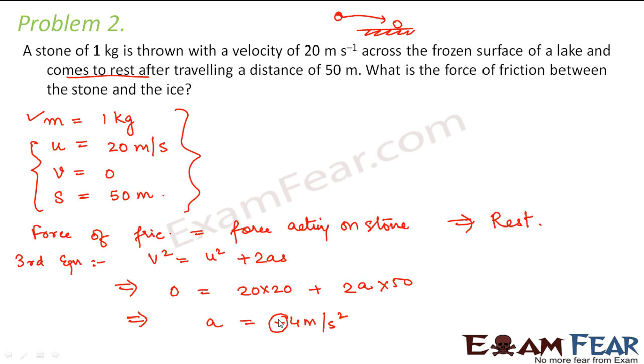Right? So this is my acceleration. So now we will calculate the force acting on the body. That force will be equal to mass into acceleration. Mass is 1 kg, acceleration is minus 4 meter per second square, that is minus 4 Newton.